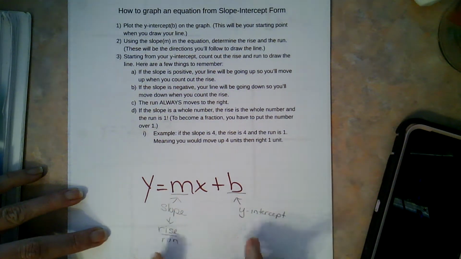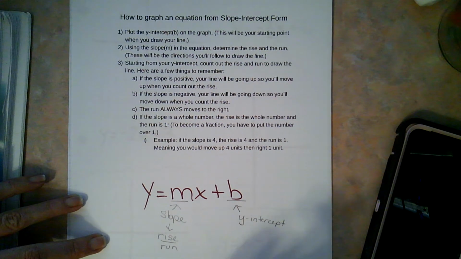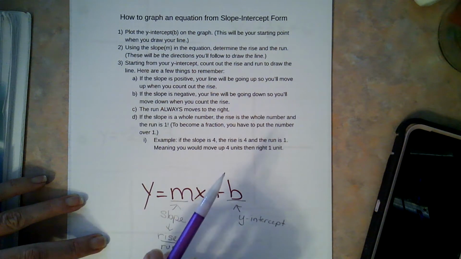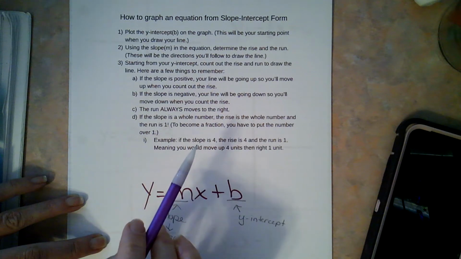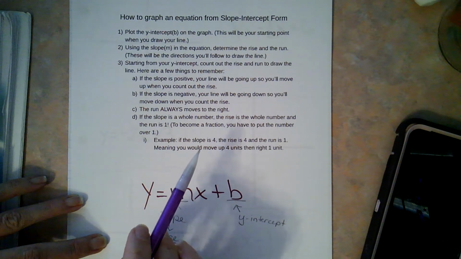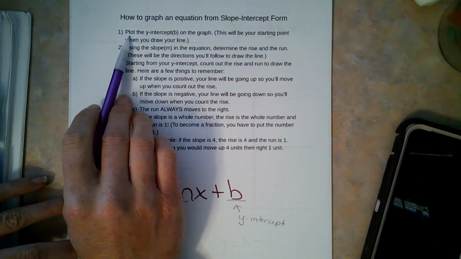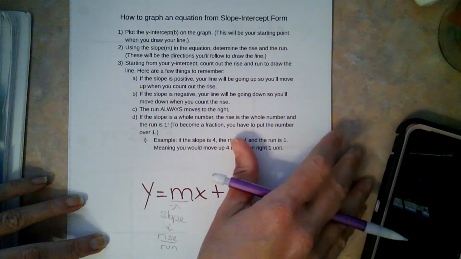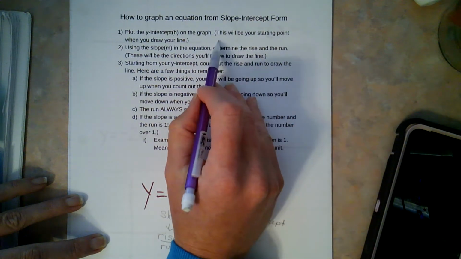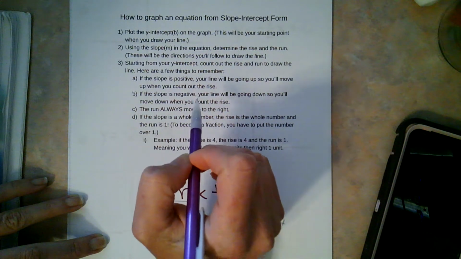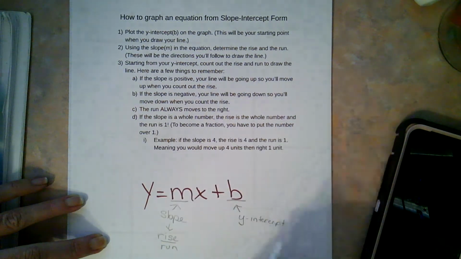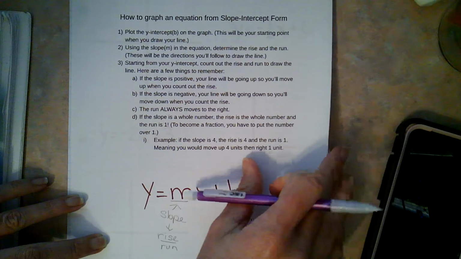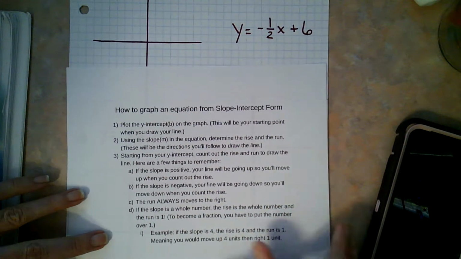So when it comes to needing to graph an equation, some pretty easy steps to follow. A lot of words, not as confusing as it looks though. First thing you're going to do is you're going to plot the y-intercept on the graph. This is going to be where your starting point is when you actually construct your line. So if we're going to follow these steps, I'm going to go down to my first example.